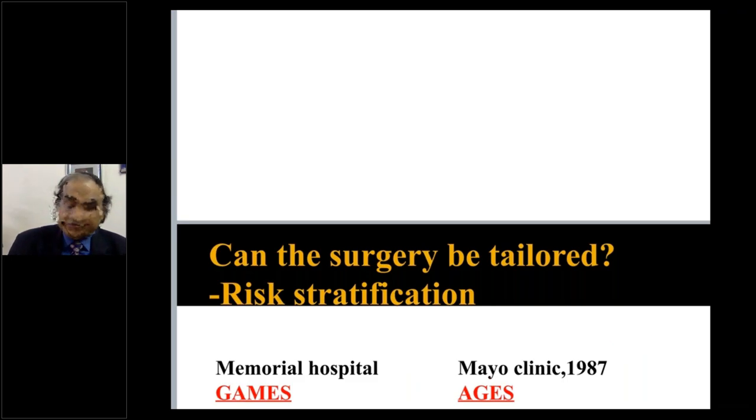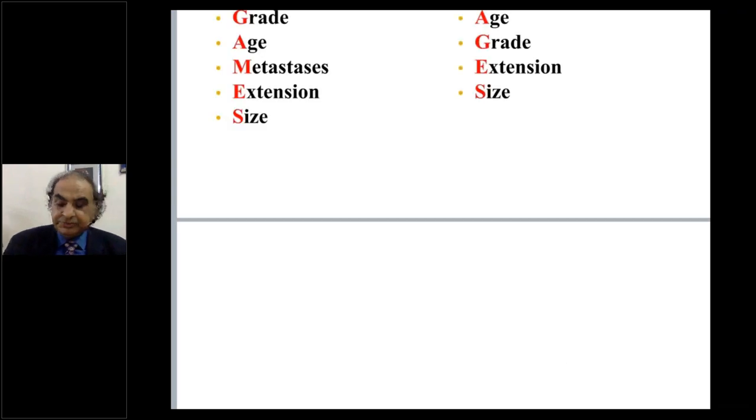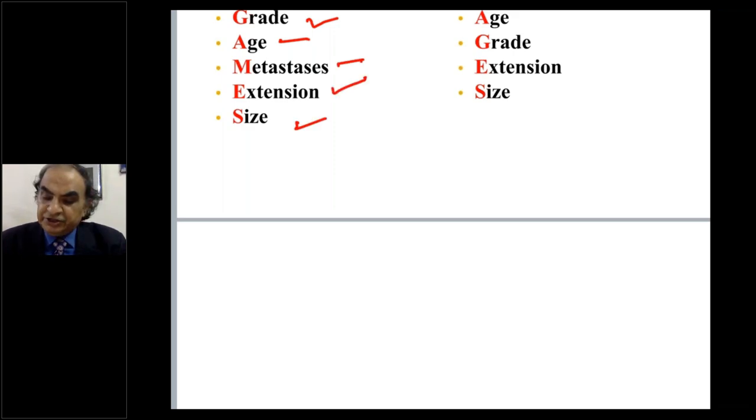You would see that age is a constant factor in this. So grade, age, metastasis, extension, size is important. Age, grade, extension, and size. We know that size is a criterion. Age 55 and above is a criterion. Presence of metastasis is a criterion. Extension outside the capsule is a criterion. Size is a criterion.